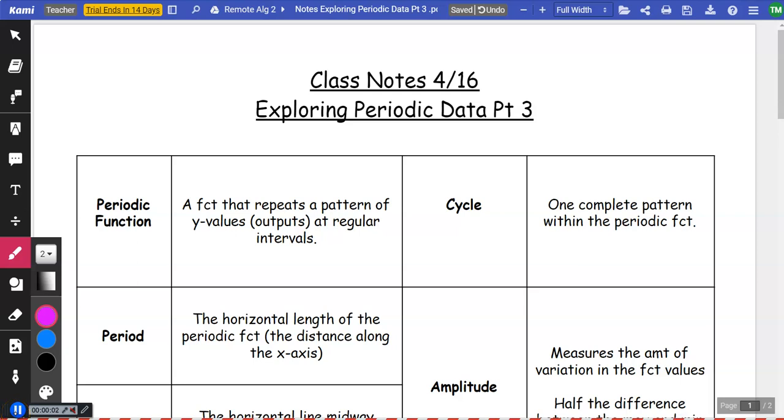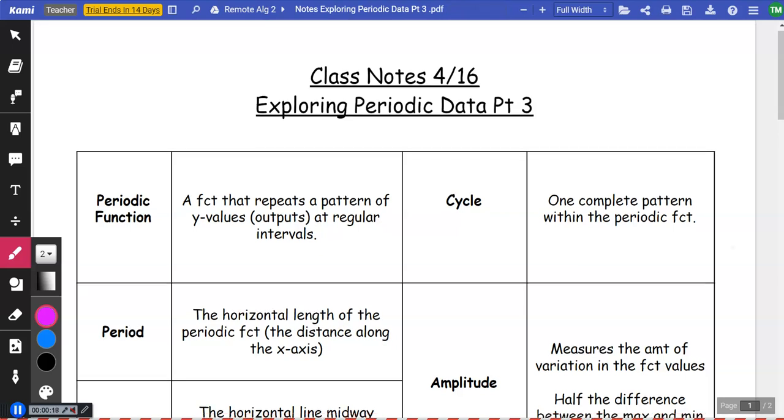Okay, so this is going to be our final day of exploring periodic data. We're going to wrap up this section, and then tomorrow you are going to turn in all of your class notes and take a quiz over periodic data.